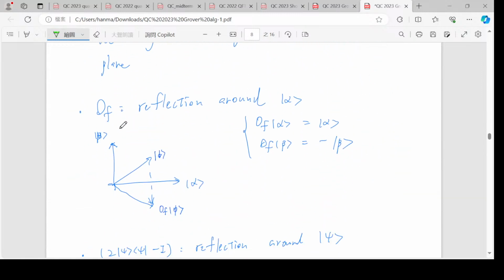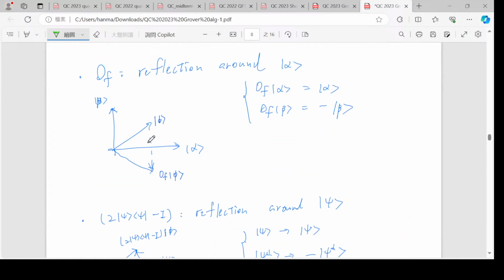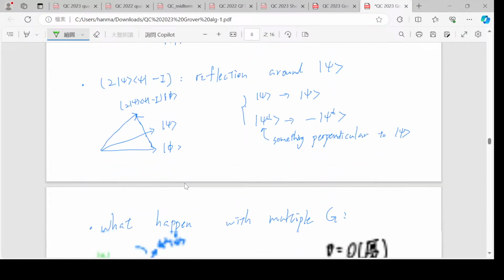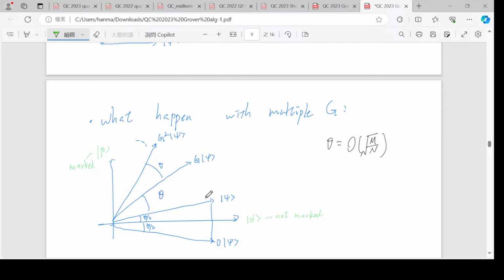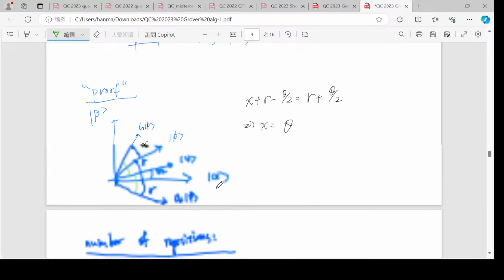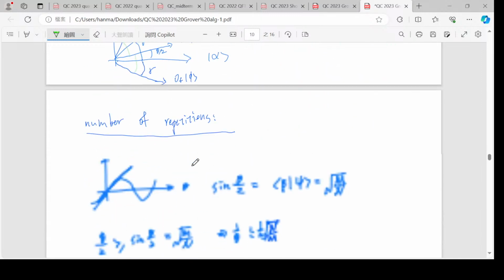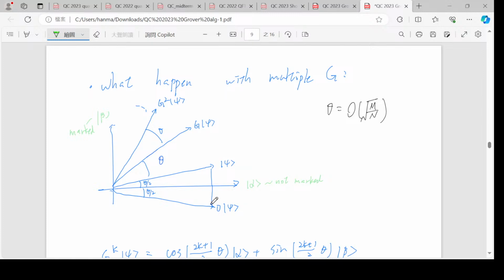So the first reflection will be a reflection around alpha because it negates the beta component. And then, as we said, the other thing you do is a reflection around this uniform superposition psi. So each global iteration is a reflection around alpha, then a reflection around psi. And with some simple geometry, you prove that the net effect of each global iteration is that you rotate your state by angle theta in this two-dimensional space.